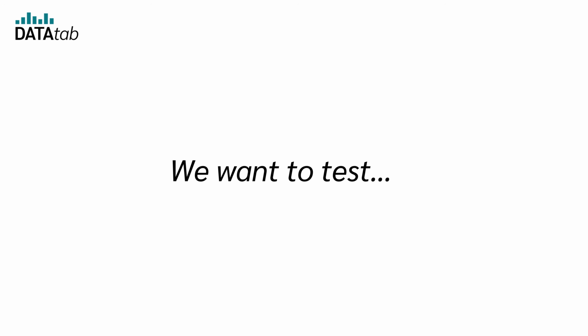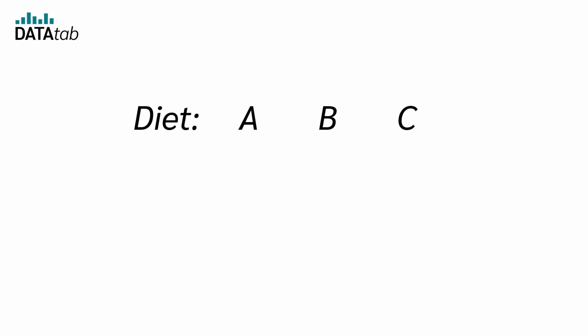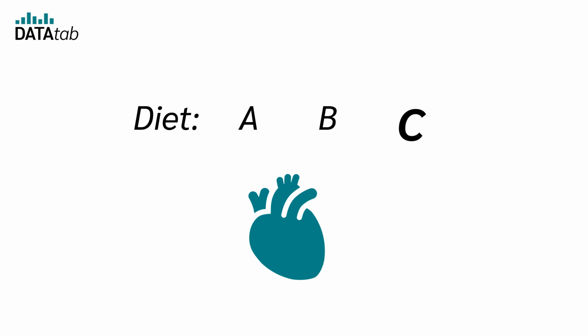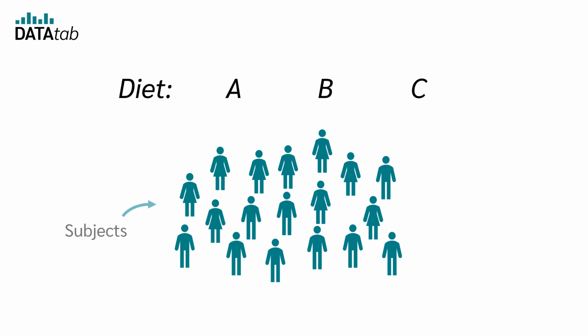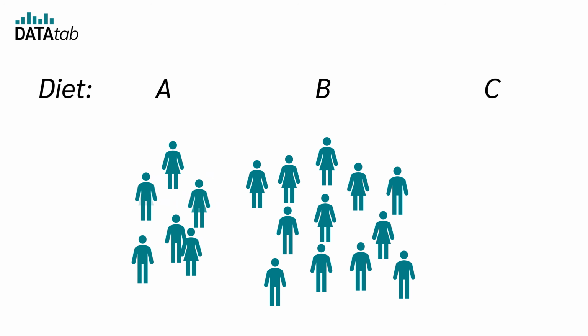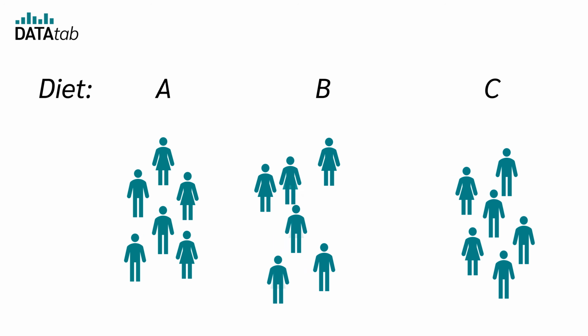Let's say we want to test whether different diets have an effect on cholesterol levels. We would like to compare the three diets A, B, and C. So the factor diet has the three levels A, B, and C. To test whether there is a difference between the diets, we are conducting a study with 18 participants. The individual participants are called subjects. Now we randomly assign 6 participants to each of the 3 groups.